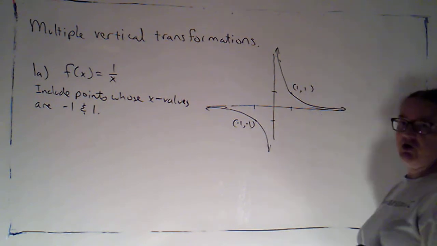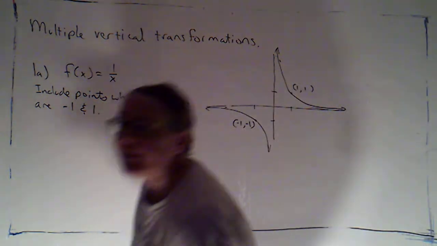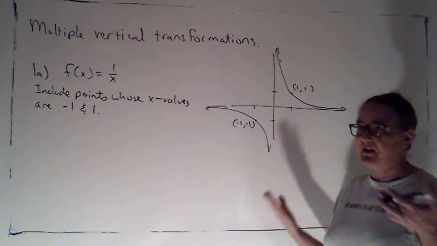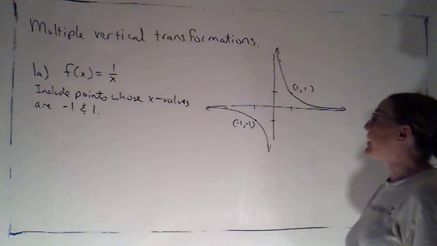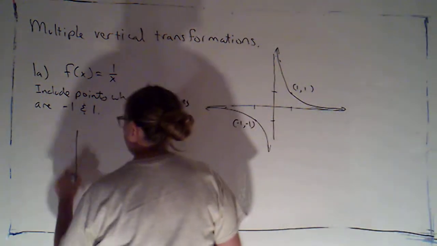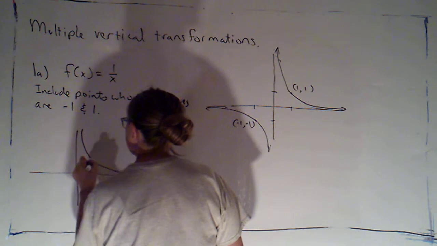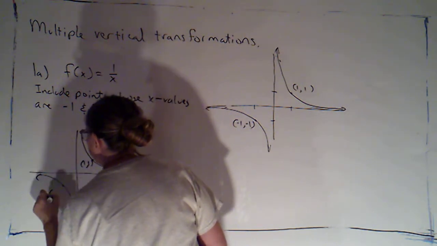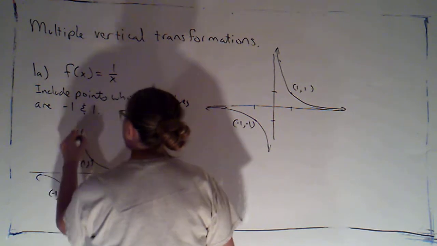I'm going to just do this one step at a time. Now, it's possible to do both vertical transformations in one step, as long as you do them in the right order. I'm going to do it one at a time. So this was my parent graph, and I'll just copy that here with this point (1, 1), and this point (-1, -1).